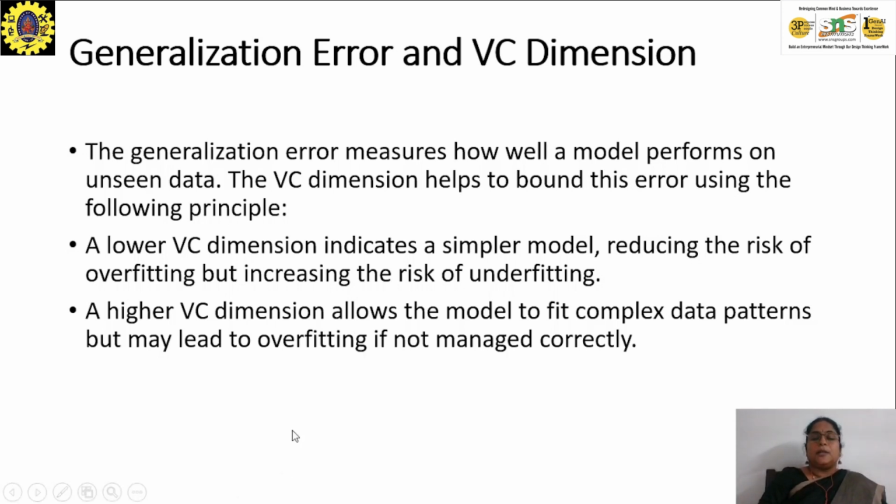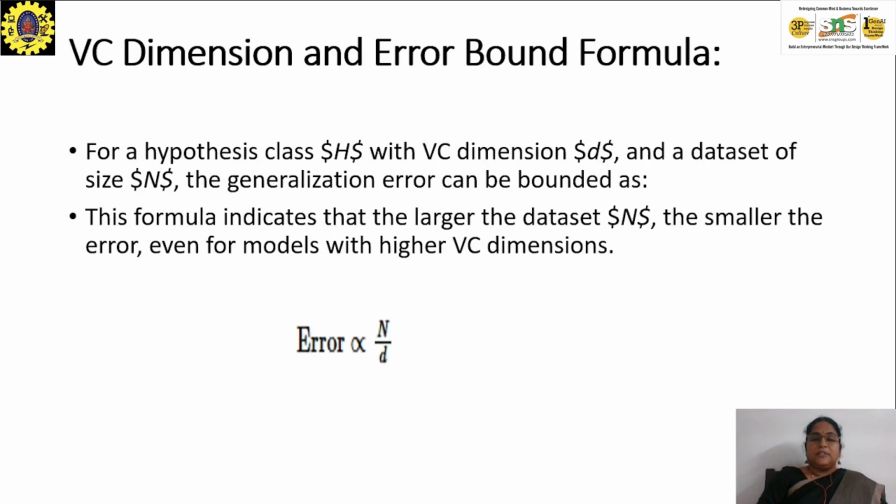A higher VC dimension allows the model to fit complex data patterns, and it may lead to overfitting. This is generalization error. Now the VC dimension and error bound formula. We have a hypothesis class H, VC dimension D, and a data set of size N. The generalization error can be defined as: error is directly proportional to D by N, where N represents the data set size and D is the VC dimension. With a larger data set, the error will be smaller, even for a model with higher VC dimension.